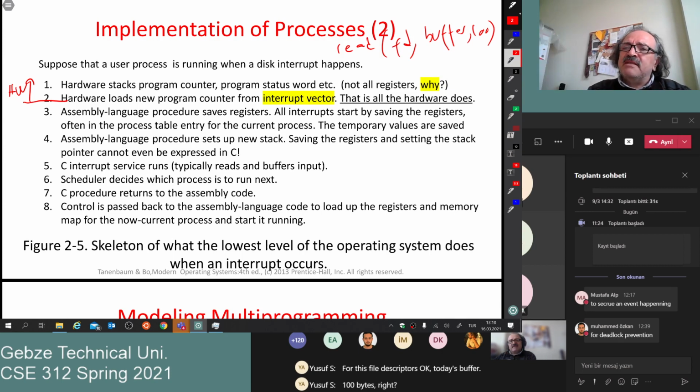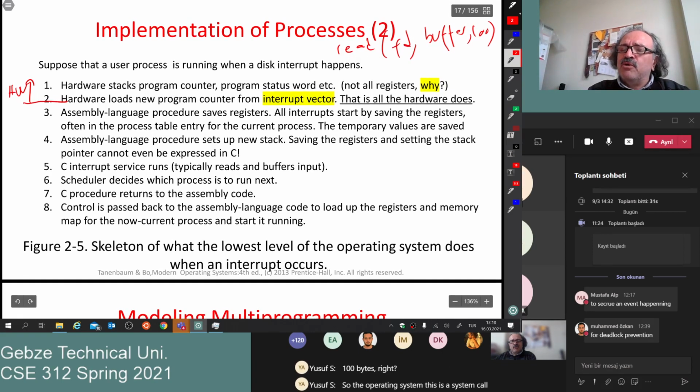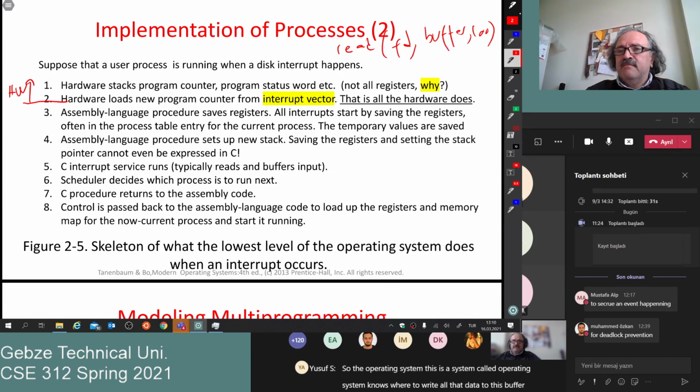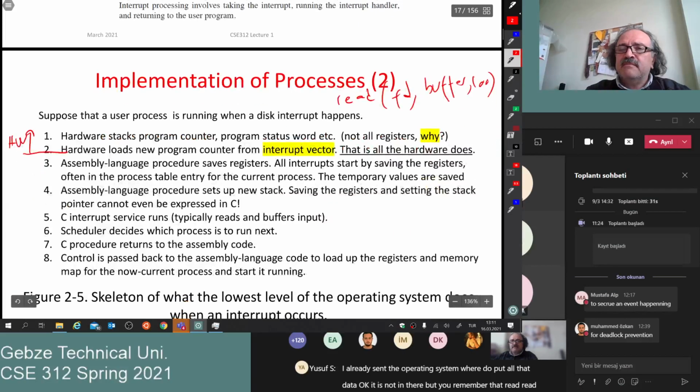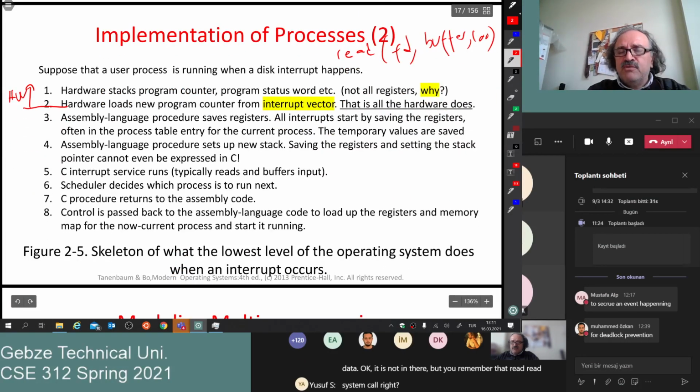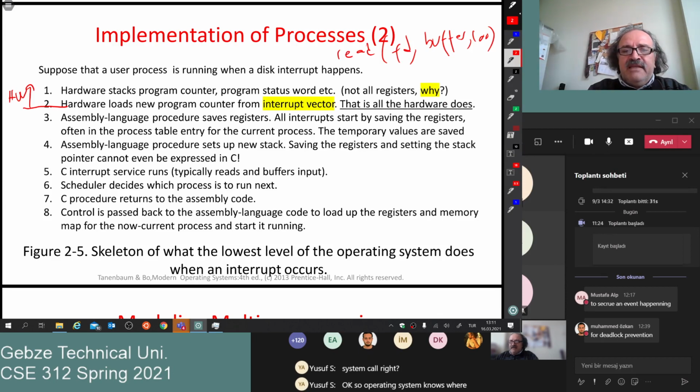So the operating system, this is a system call. The operating system knows where to write all that data to this buffer. I already sent the operating system where to put all that data. Okay, it is not in there, but you remember that read system call, right? So the operating system knows where to put all that data.